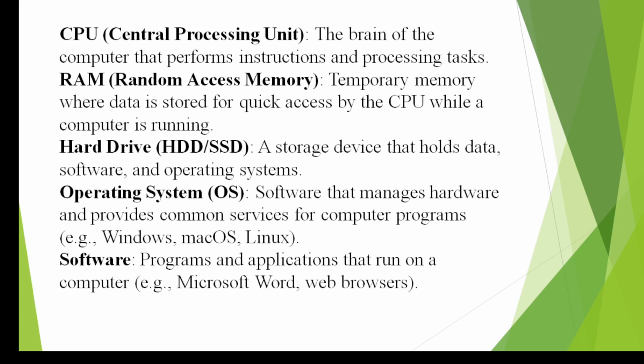Here are some computer related terminology. First is CPU, Central Processing Unit, the brain of the computer that performs instructions and processing tasks. Second is RAM, Random Access Memory, temporary memory where data is stored for quick access by the CPU while a computer is running. Hard drive, HDD or SSD, a storage device that holds data, software, and operating system.